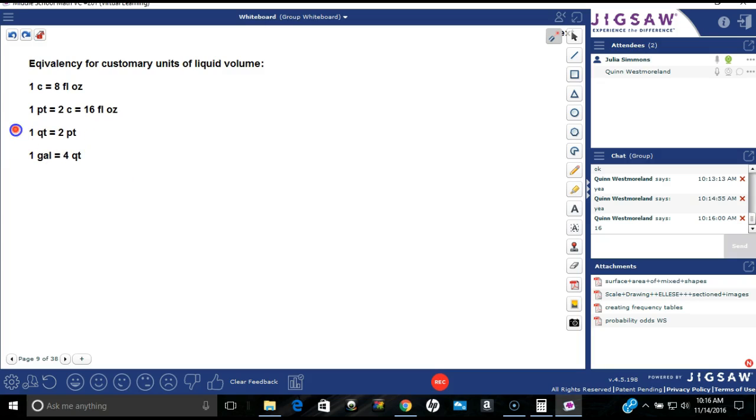All right, what about quarts? If we know that there are 2 pints in 1 quart, and that in each one of those pints there's 2 cups, how many cups are in a quart? There's 4 cups in a quart. Very good.